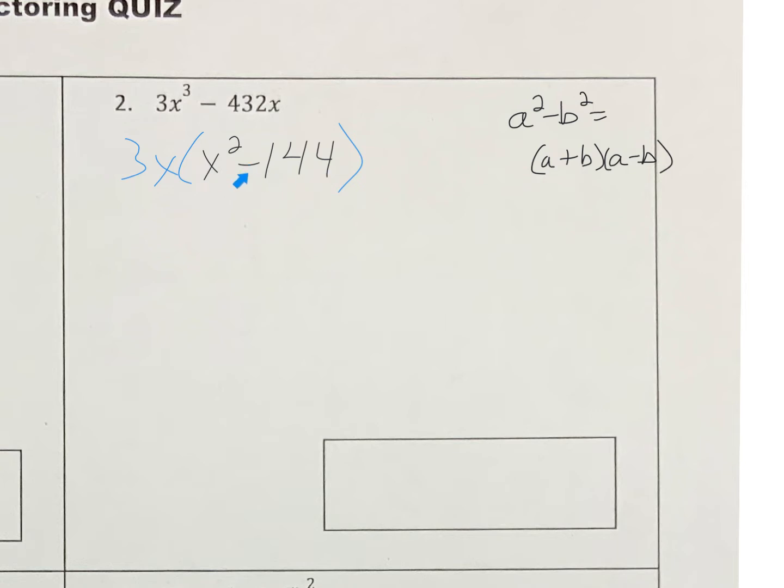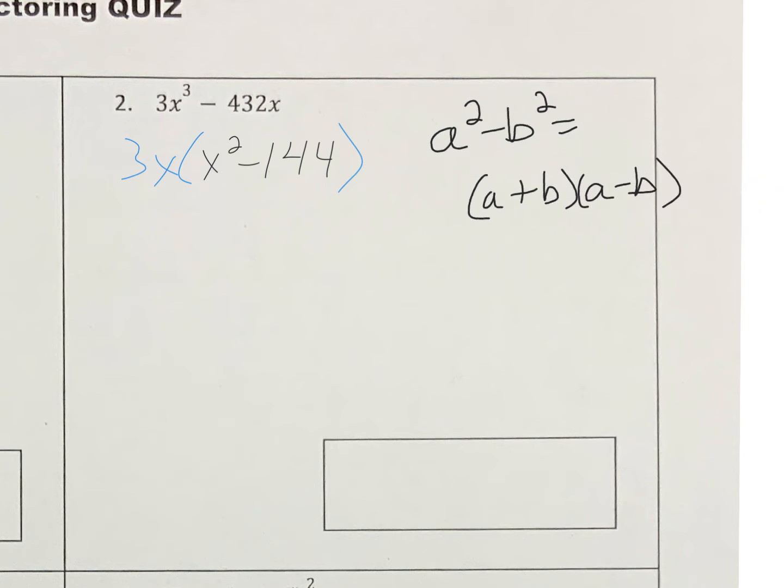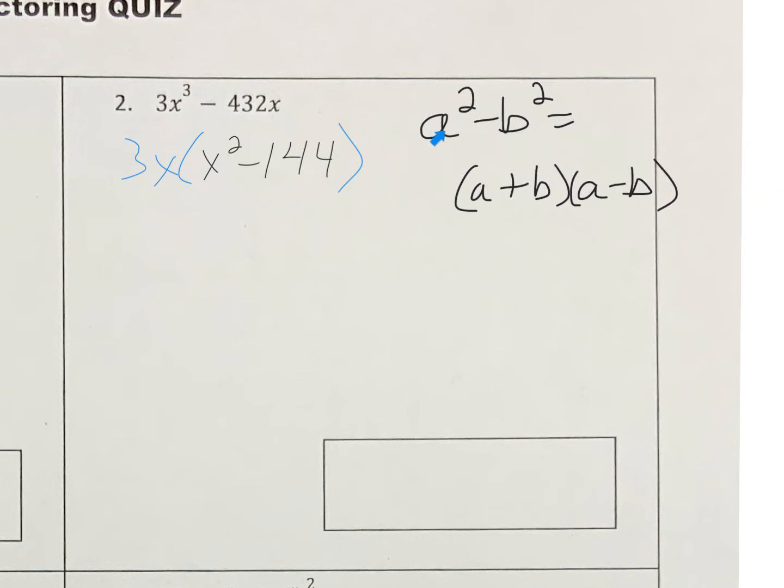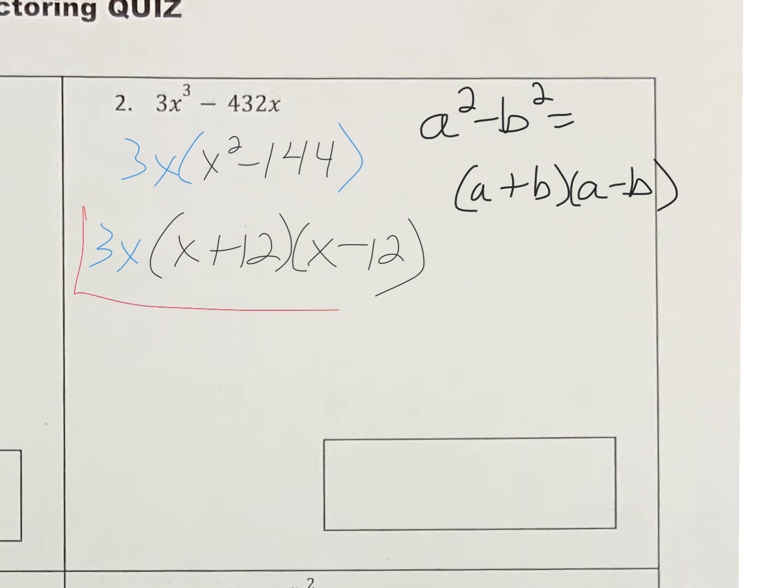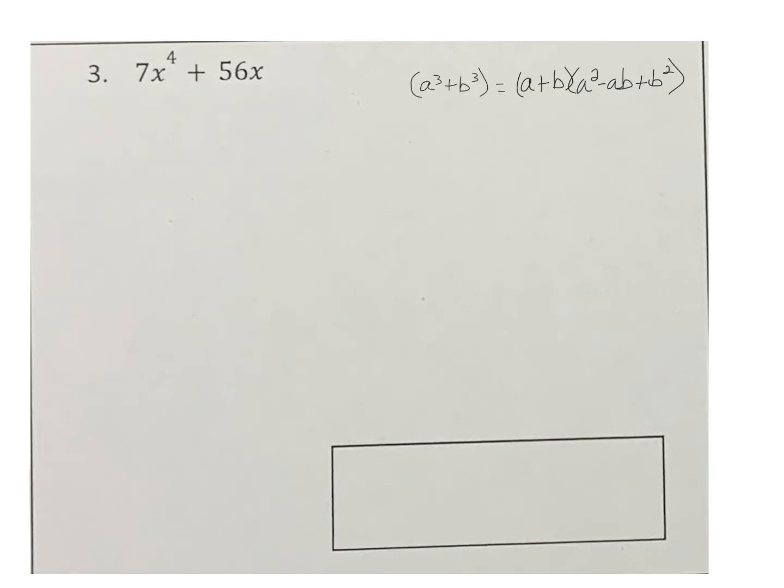Well, that is the difference of two squares. So remember your difference of two squares formula here. All right, when we have a squared minus b squared, we can factor it as the square root of a plus the square root of b, and then a minus b. So a plus b, a minus b. So as we continue working this one out, one of our factors is 3x, but then we're going to have x plus 12 and x minus 12, because 12 is the square root of 144, and x is the square root of x squared. So then that would be your final answer. Okay? All right, number 3.